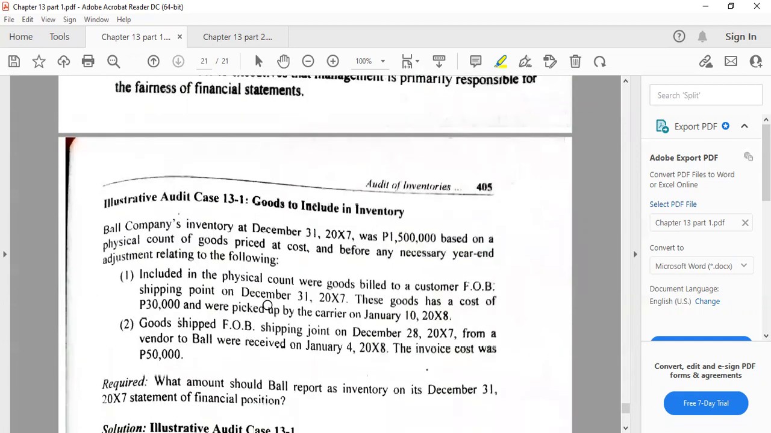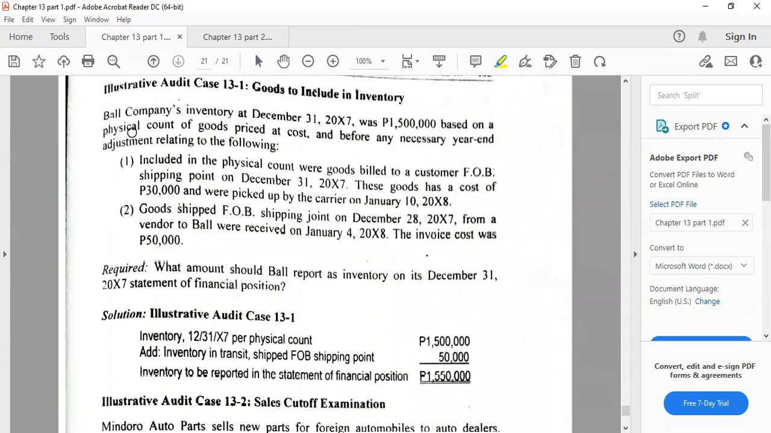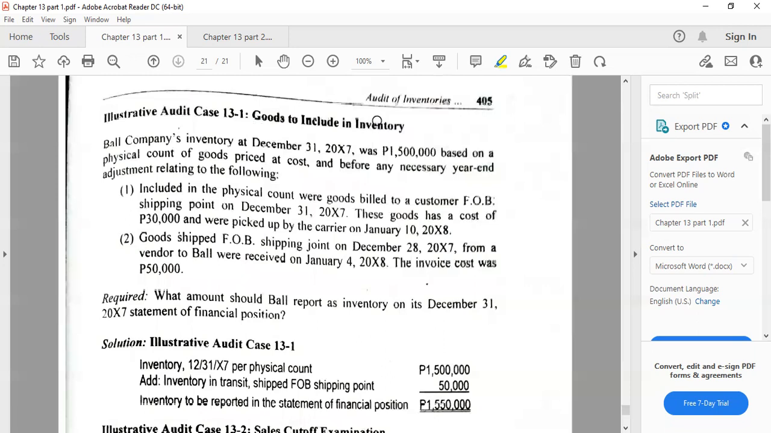Okay, we now look at illustrative audit cases. Okay, here. So goods to include in inventory. Ball Company's inventory at December 31 was 1,500,000 based on a physical count of goods that are priced at cost and before any necessary year-end adjustment relating to the following. Our requirement here is to determine what amount should Ball Company report as inventory, the amount. So correct amount of inventory balance on December 31, statement of financial position.